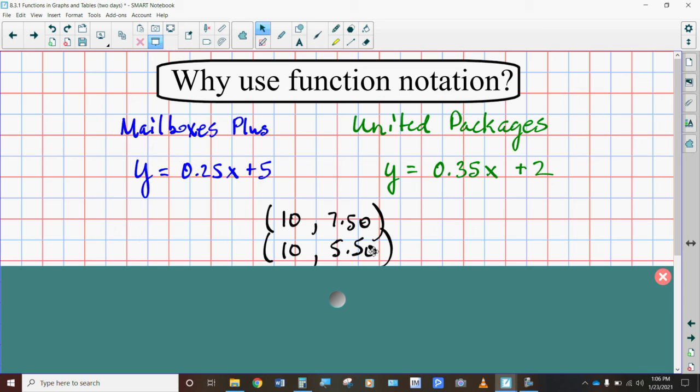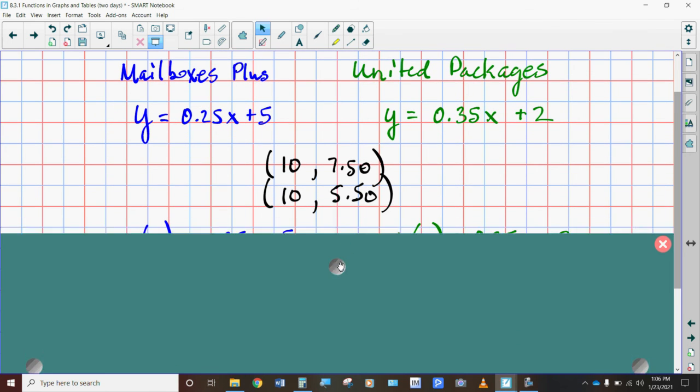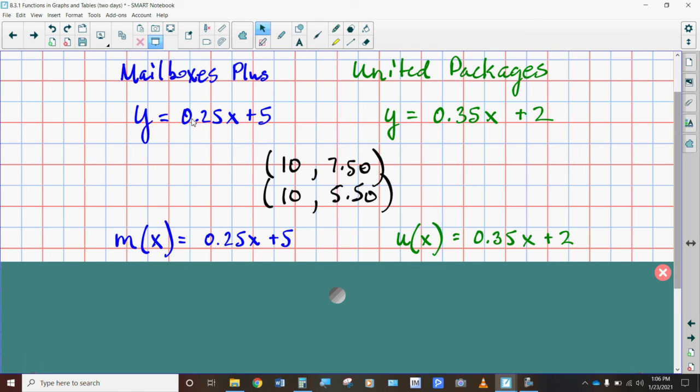But now notice the problem that we have here. When I give you those two ordered pairs, is it obvious which company each ordered pair belongs to? I would say it's not obvious. So what if we decided to change the notation around and do it like this? What if instead of saying y was equal to 0.25x plus 5, we said the m of x is equal to 0.25x plus 5? The m is indicating that this is the function that goes with Mailboxes Plus. And here we'll use the u of x instead of y to imply that anything that goes with this function goes with this company, United Packages.